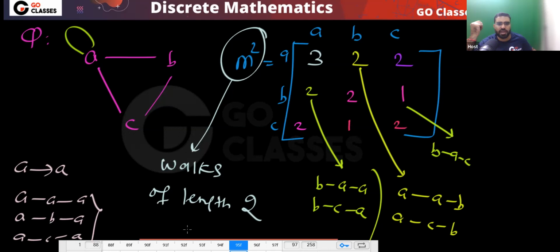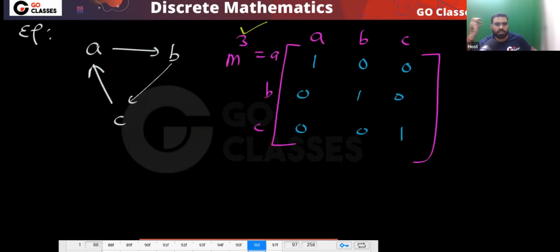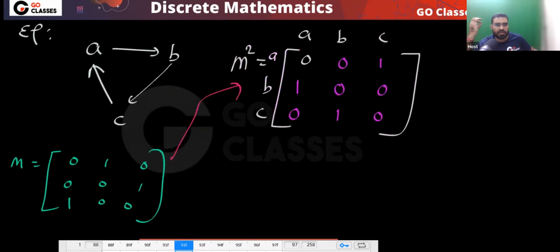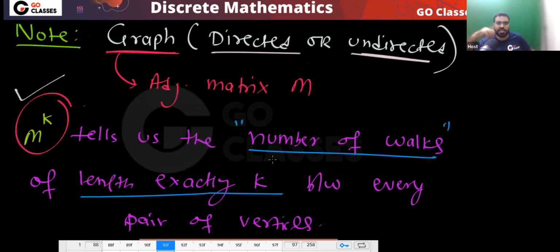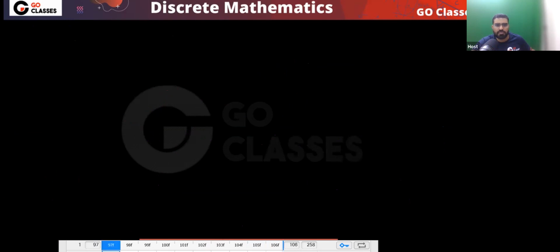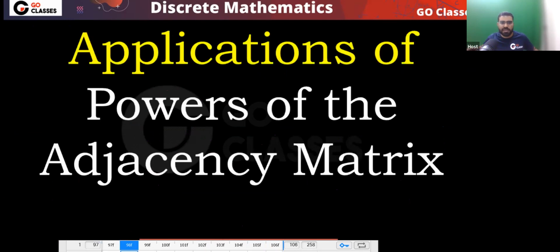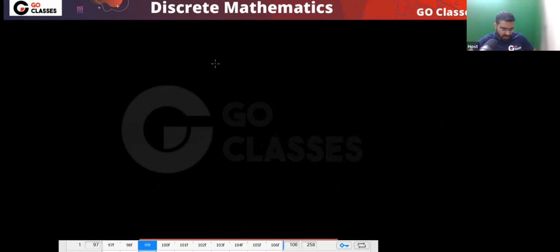Please tell me, did you get it now? We have taken enough examples. I hope you understood this. So this point is very important. What is the point? Whatever graph you take, directed or undirected, M power k will tell you the number of walks of length exactly k. If you take the power of the adjacency matrix, that will give you the number of walks of length exactly k between any two pair of vertices. Now we will see the applications of this concept.